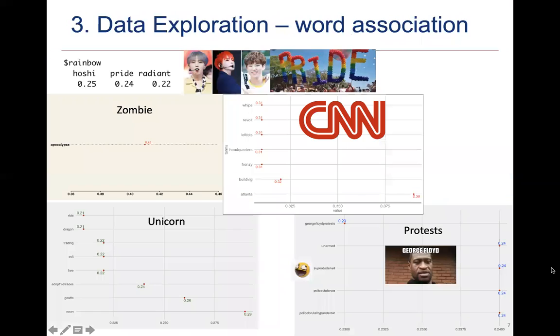You can see the linkages more clearly here where we're doing a word association. So for example, rainbow appears associated to this K-pop band called Rainbow Hashi, and also associated to pride. Now we got zombie associated only to apocalypse. Again, association for us has to be more than 0.2 to be meaningful, ideally more than 0.3. So you can see that for the political words such as CNN, it's related to Atlanta. Maybe something happened in Atlanta during the tweets, and protests are related to George Floyd and police brutality.